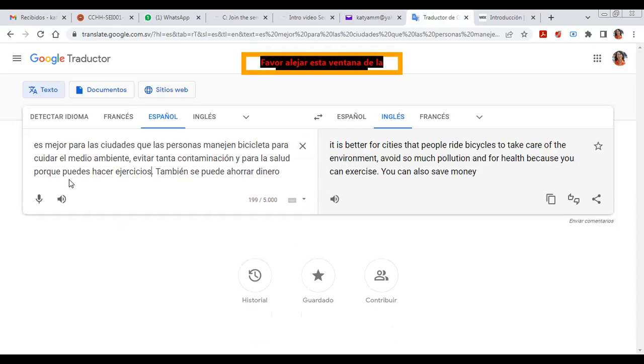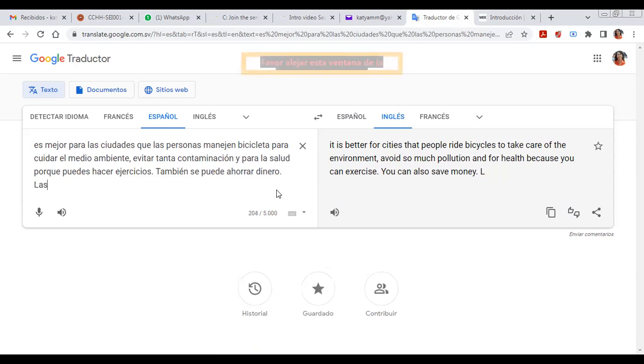Don't mention that the city doesn't have a bikeway. Yeah, but the cities should build, right? Yes. Should build some bikeways.